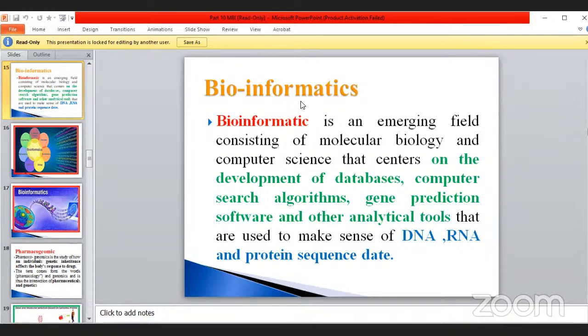See that one? Bioinformatics is an emerging field, consisting of molecular biology. What is the meaning of biomolecules, my dear students? What are the biomolecules present in our body?